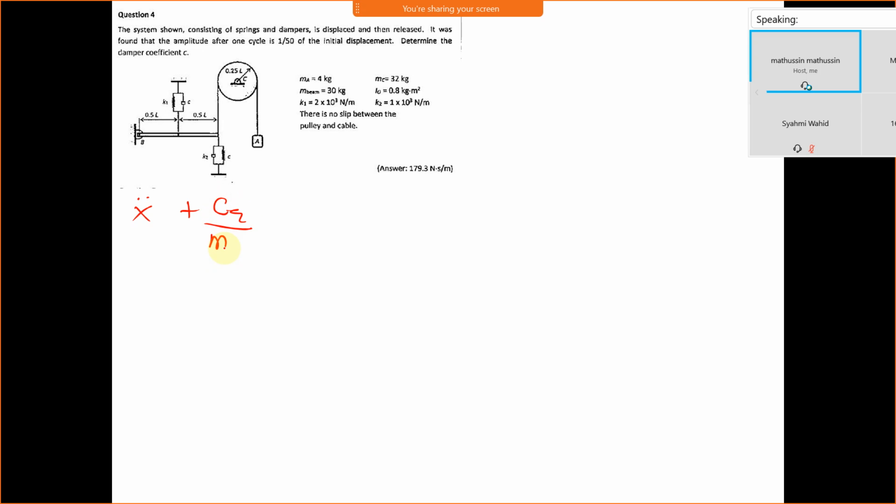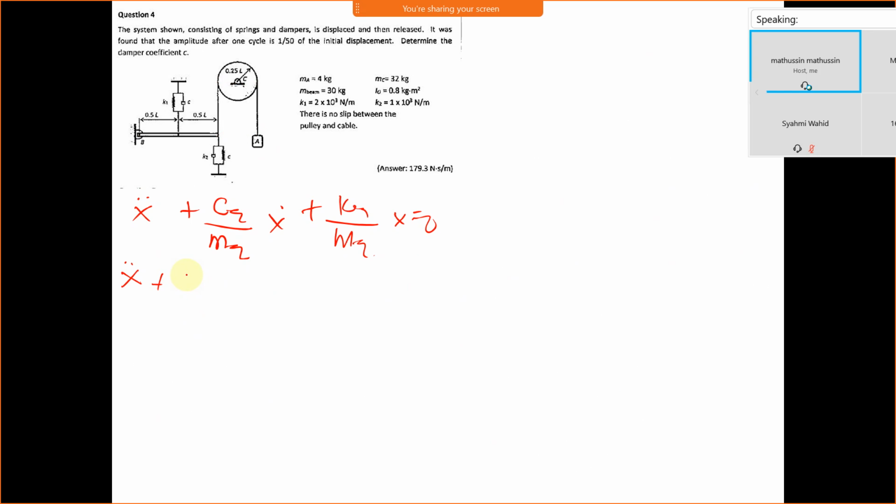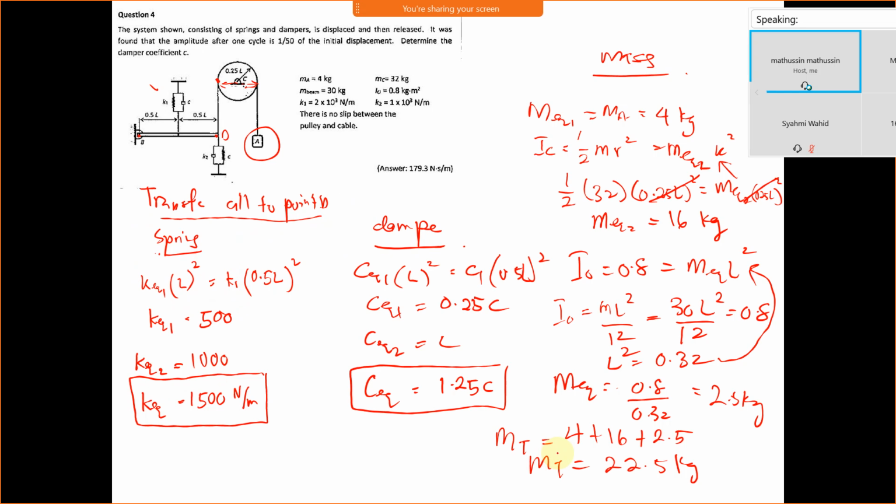C equivalent over M equivalent X dot plus K equivalent over M equivalent X equals to 0. Alright, then we can actually find our equation in terms of this value lah. Alright, so C equivalent 1.25C divided by M equivalent kita tadi adalah M total lah, equivalent to 22.5.